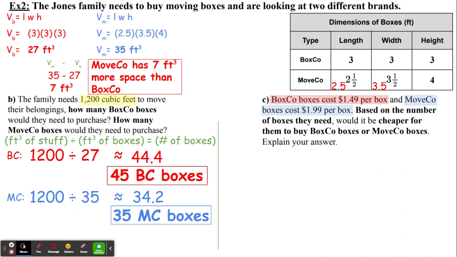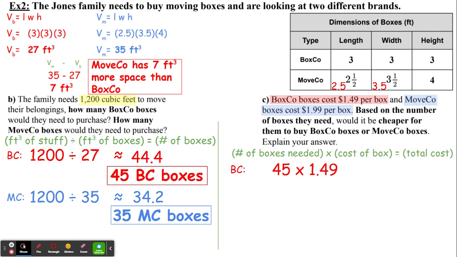So Boxco is $1.49 and Moveco is $1.99 per box. So do the number of boxes they need times the cost of each box from that specific company, and that'll equal the total cost. Okay, so for Boxco, they needed 45 boxes, and it's $1.49 per box, so it equals $67.05. If you compare that to Moveco, they needed 35 boxes from Moveco, and it's $1.99 per box. So that's going to be $69.65 if they go with Moveco.